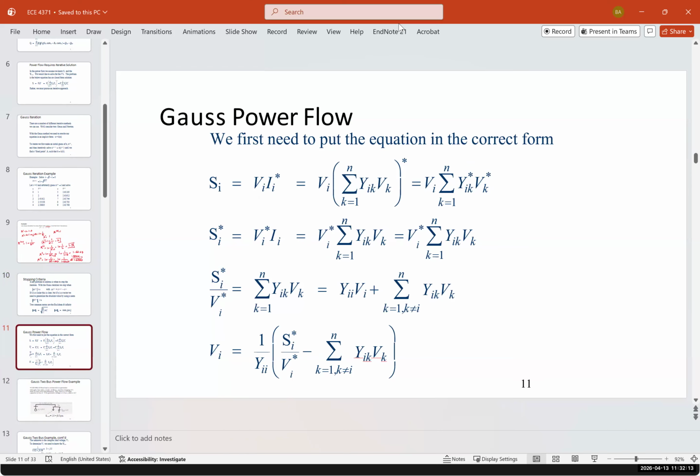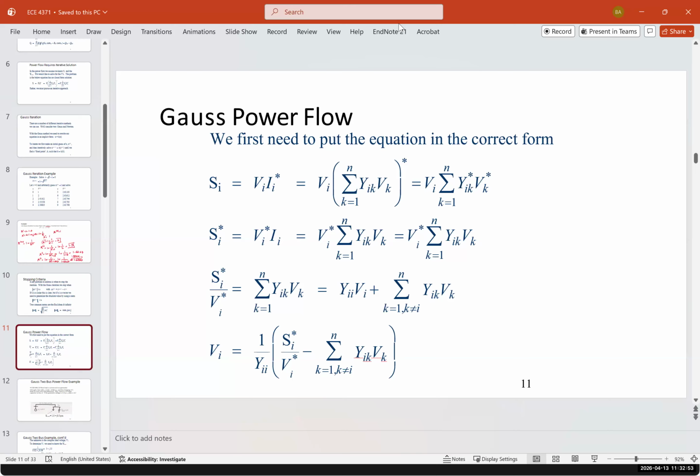Now, to find the Gauss power flow, we need to put the equations in the correct form. We need to find Si, and we need to find Si conjugate. Now for Si conjugate, we would have Vi conjugate times Ii. Now we write this as we did before. Vi is fixed, we already know that. Ii we can write as the admittance matrix multiplied by the voltage vector.